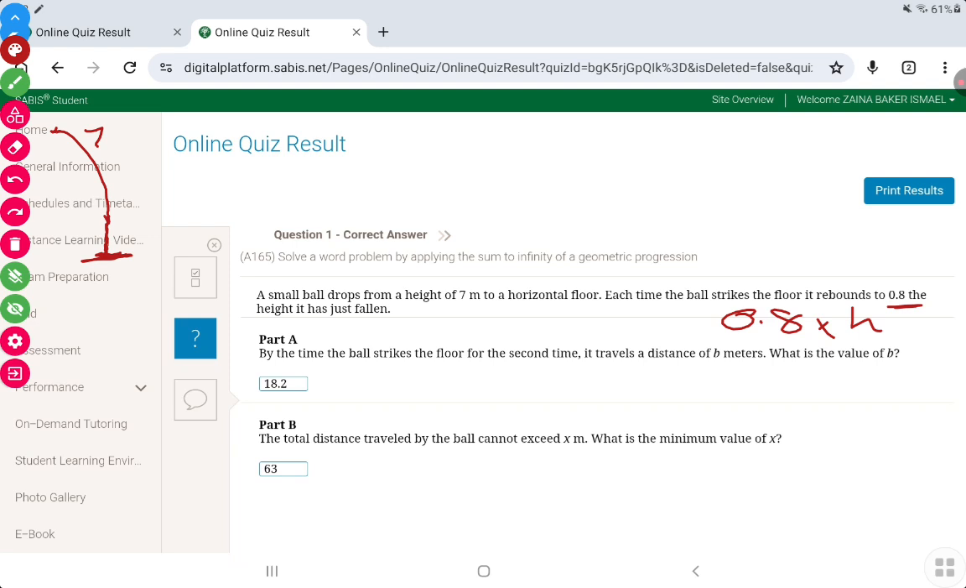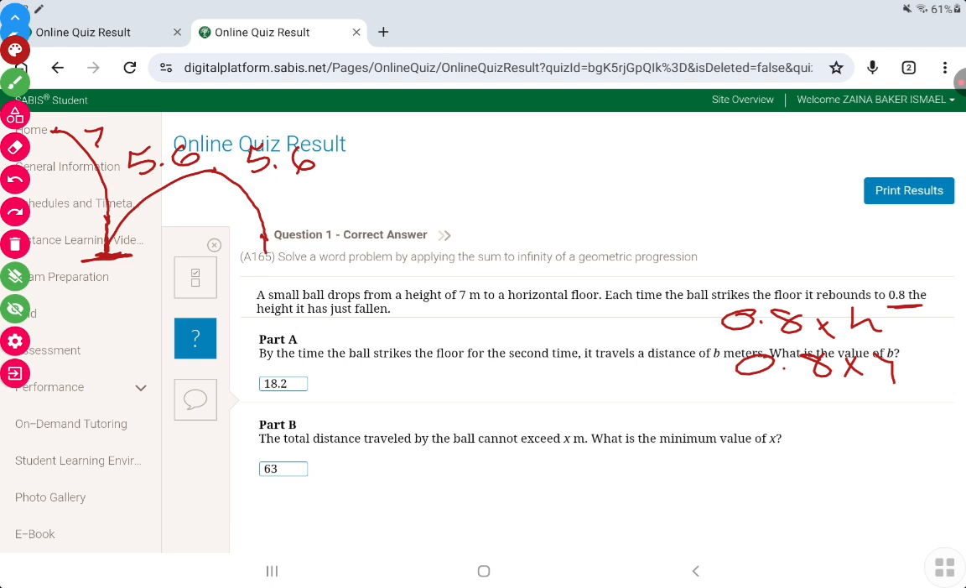So the distance it rebounded is 0.8 times 7, which is 5.6. So it rebounded a distance of 5.6, okay? So it rebounded, but then it's going to go down again, right? So it's going to go down the same exact distance, 5.6.